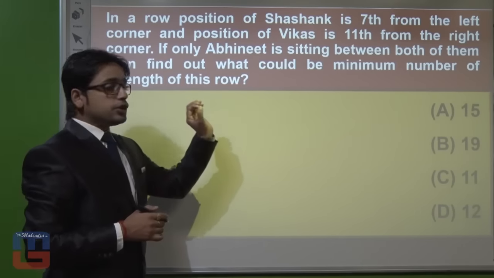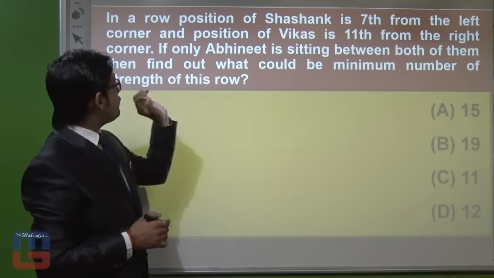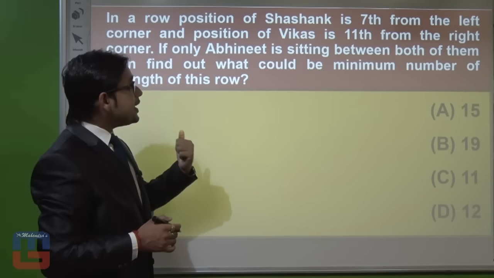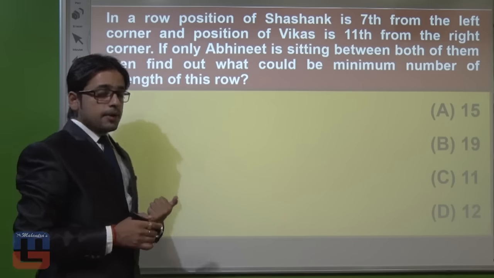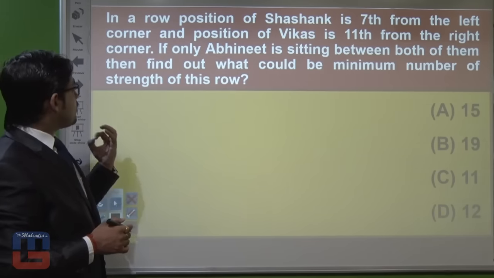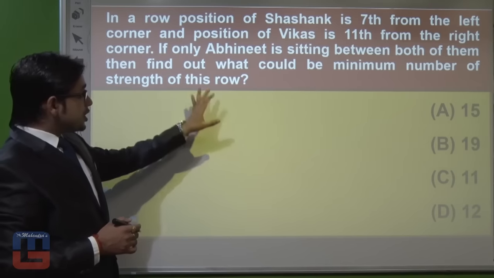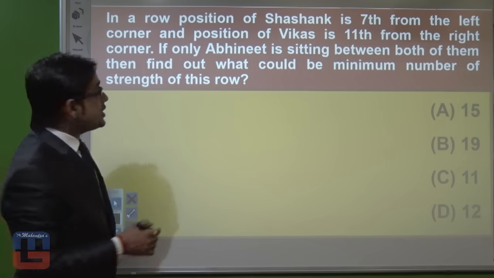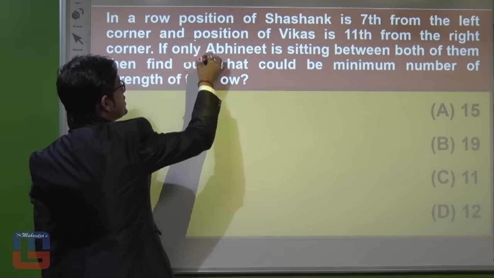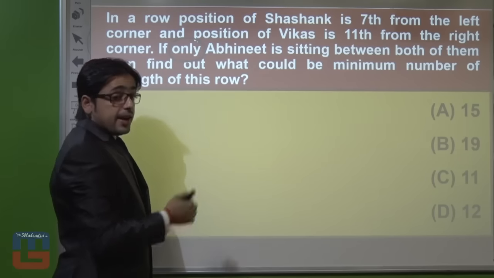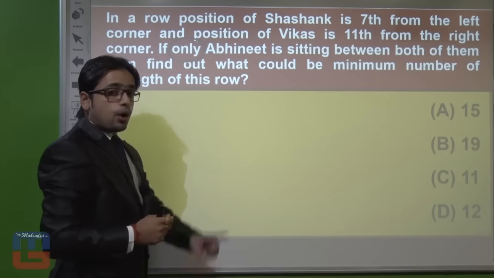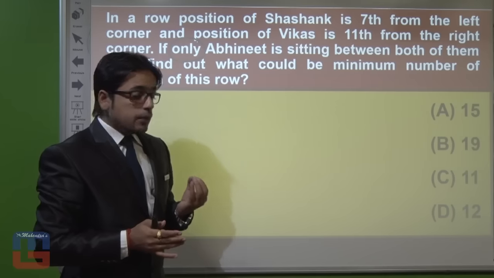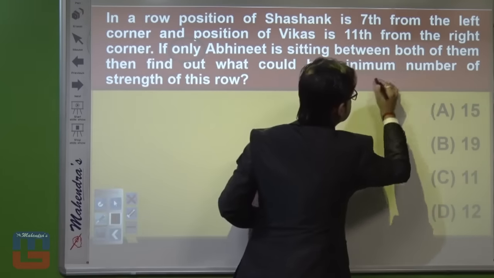In a row, the position of Shashank is 7th from left and the position of Vikas is 11th from right. If only Abhineet is sitting between them, then find out what could be the minimum number of strength of this row. This question is based on order and ranking, and the key point in this question is the word "only". The examiner wants to tell you that only Abhineet is sitting between both of them, and he wants the minimum strength.